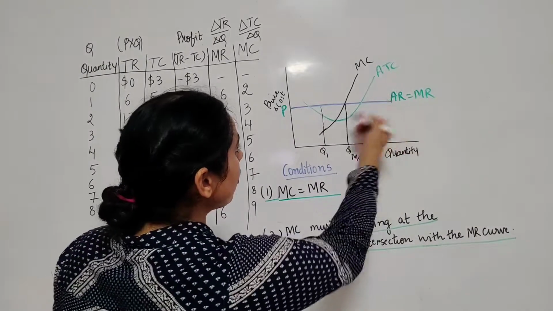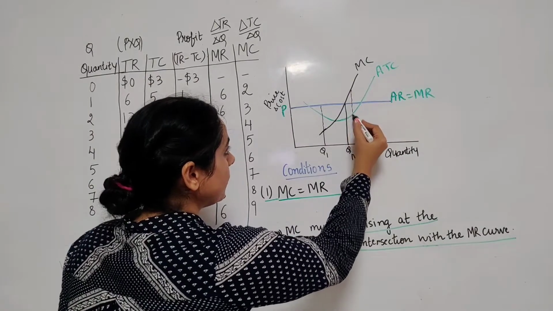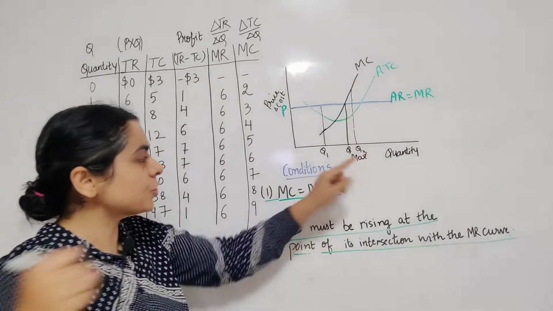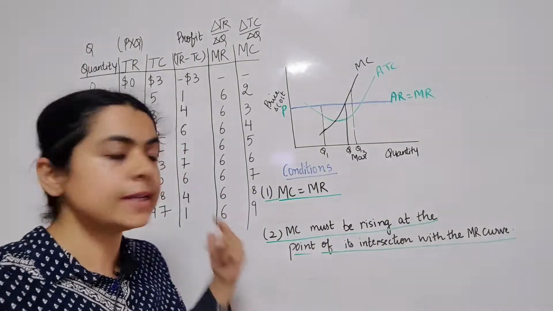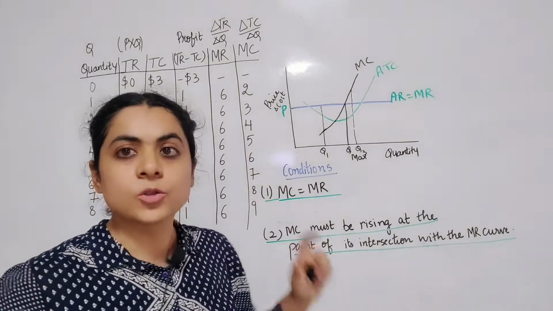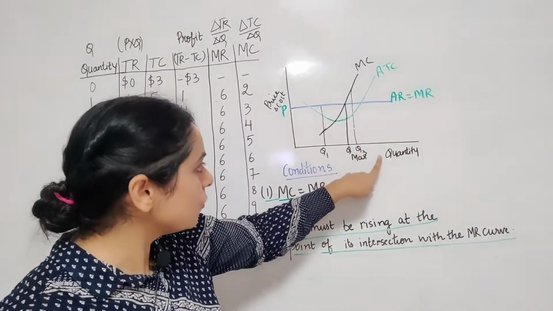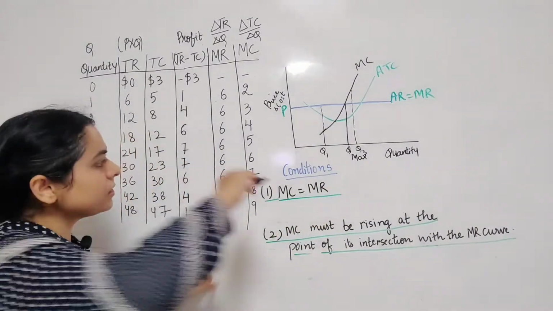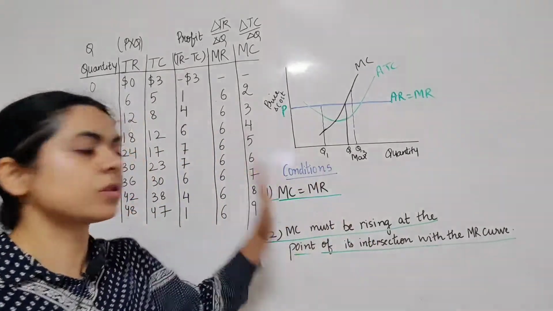Similarly, if the firm wants to produce more than this level of output, let's say Q3 level of output, now here marginal cost is greater than marginal revenue, or we can say that the addition to cost will be greater than the addition to revenue. So it will pay for the firm to cut down its output from Q3 to Q maximum. So the first condition is that marginal cost should be equal to marginal revenue, but this is not the only condition, not the sufficient condition.